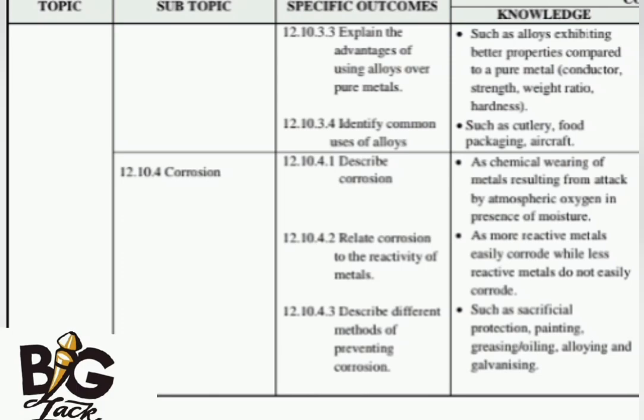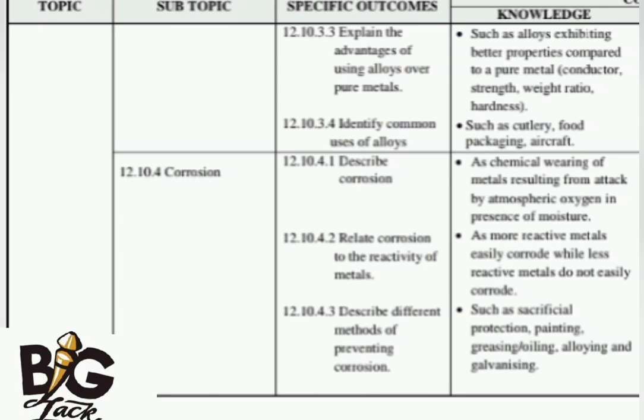Okay. Apart from that one, you need to relate corrosion to the activity of metals. You're going to find that the more reactive a metal is, the more easily it is going to corrode. When we talk of potassium, it reacts vigorously with oxygen, so it is going to corrode very, very fast. Less reactive metals do not corrode easily. So in this part here, you need to know the reactivity series.